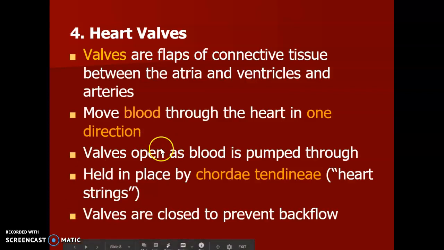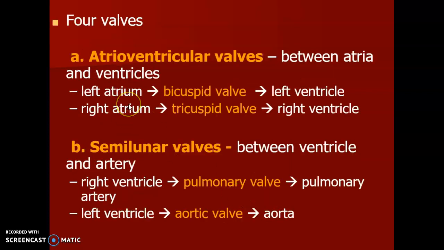The valves open as blood is pumped through, and they are held in place by these little cords called chordae tendineae, or sometimes called heartstrings. They prevent that backflow. So let's talk about these valves. There are atrioventricular valves. Now, atrio, you hear the word atrium in there, and ventricular, you hear the word ventricle. Atrioventricular valves are between the atria and the ventricles. There's one on the left side called a bicuspid valve, and you also hear that called a mitral valve. There's one on the right side called the tricuspid valve.